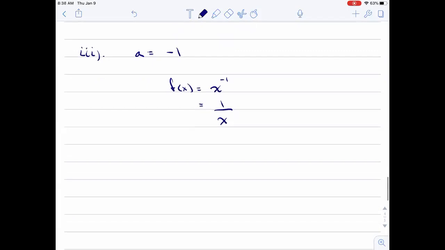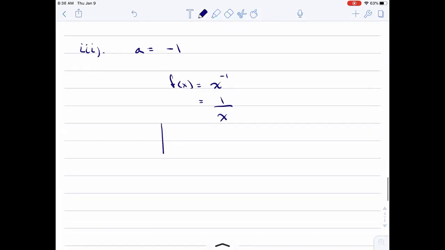And what does it look like? Well, we've got that nasty asymptote in there, because we can't divide by 0. And so we've got something that looks like that.